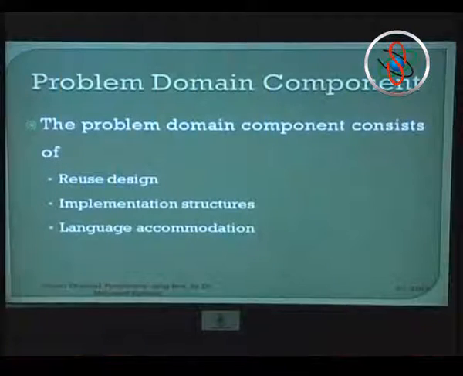Actually, if we are speaking about the problem domain component, it consists of what? It consists of the reuse design. As I said, there is a possibility to reuse the code or some part of the code, either as a whole or partially.